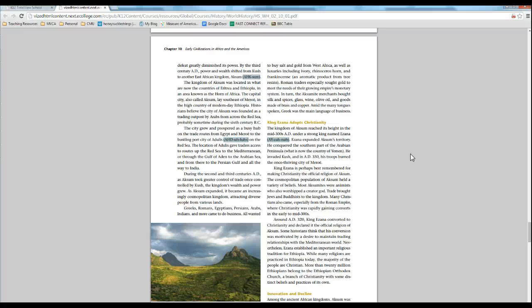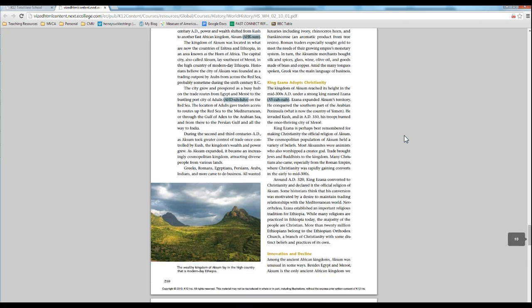All wanted to buy salt and gold from West Africa, as well as luxuries including ivory, rhinoceros horn, and frankincense, which is an aromatic product from tree resins. Roman traders especially sought gold to meet the needs of their growing empire's monetary system. In turn, the Aksumite merchants bought silk and spices, glass, wine, olive oil, and goods made of brass and copper. Amid the many tongues spoken, Greek was the main language of business.